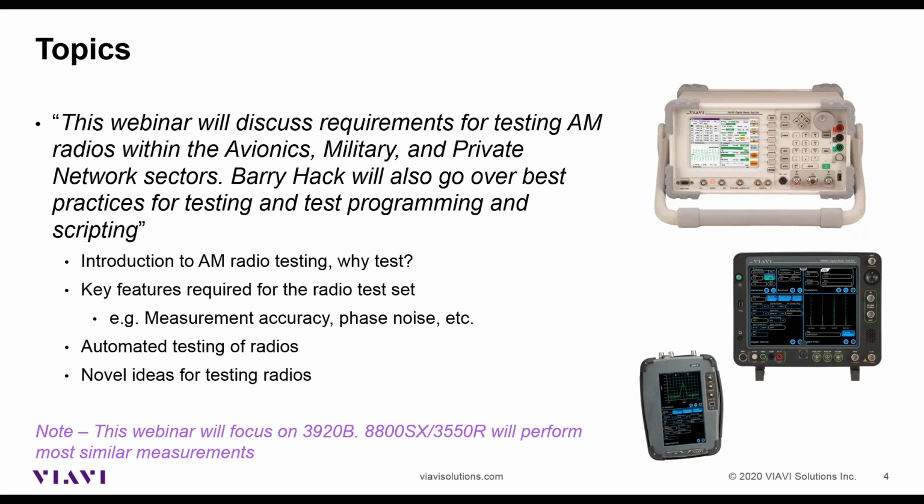This webinar is going to focus on the 3920B, but again, the 8800SX and the 3550R, in broad terms, will support similar measurements. Not all the measurements, but most of them, and I'll try and point out where there's a difference. Of course, when I talk about 3920B, that could be anything practically from the old 3901s, 02s, 3920 to 3920B. And the same for the 8800SX. It could be 8800 plain, 8800S, 8800SX.